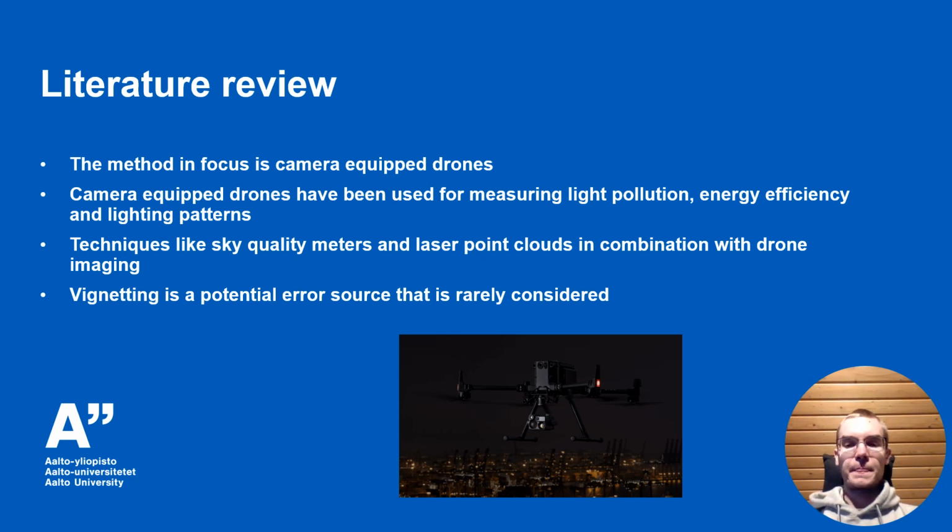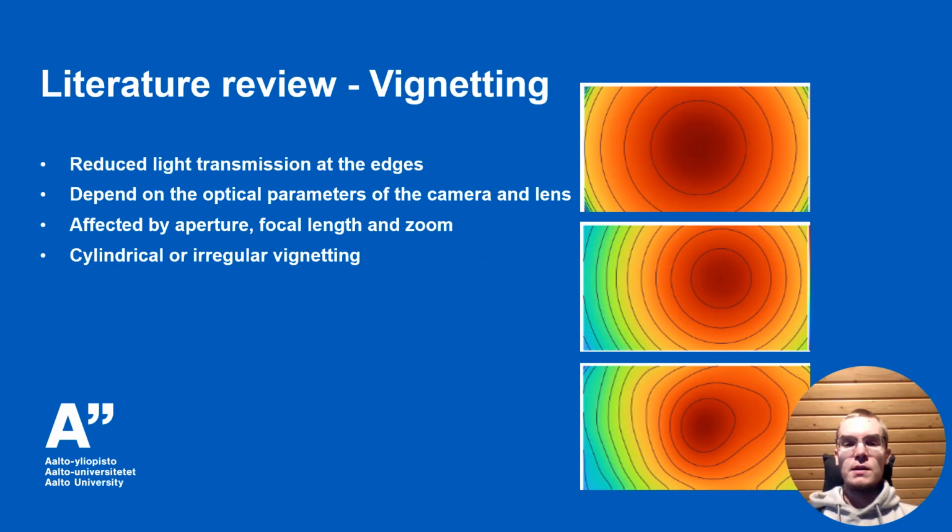But vignetting was not considered in many articles, even though it is a potential error source that does indeed affect cameras. But a bit more about the vignetting. So it's a phenomenon of reduced light transmission at the edges of the camera lens. The reduction depends on the optical parameters of the camera and lens, and is affected by aperture, focal length, and zoom of the camera.